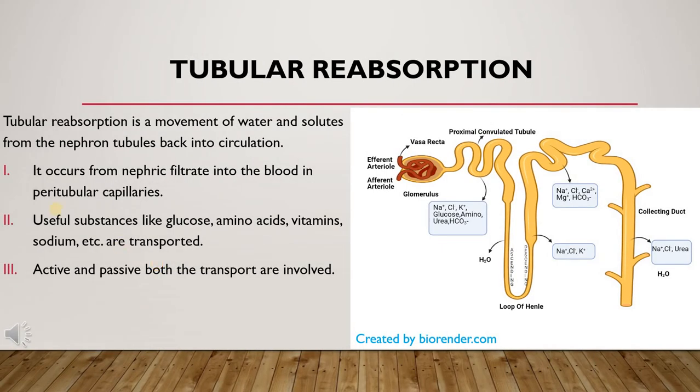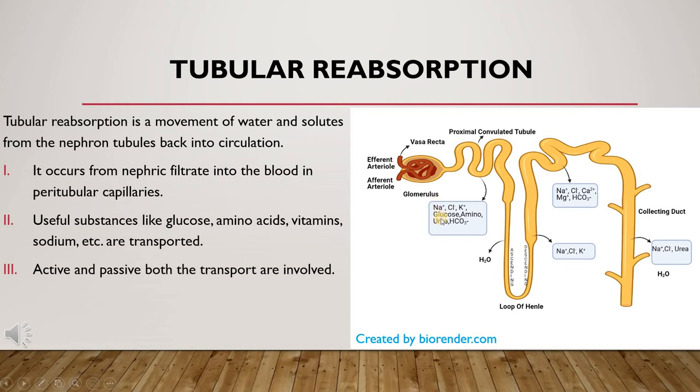Tubular reabsorption. The second step in urine formation is tubular reabsorption. The movement of water and solute from nephron tubules back into the circulation is called tubular reabsorption. It occurs from nephric filtrate into the blood in peritubular capillaries. Reabsorption is performed by tubular epithelial cells present in different parts of the renal tubules through active and passive mechanisms.